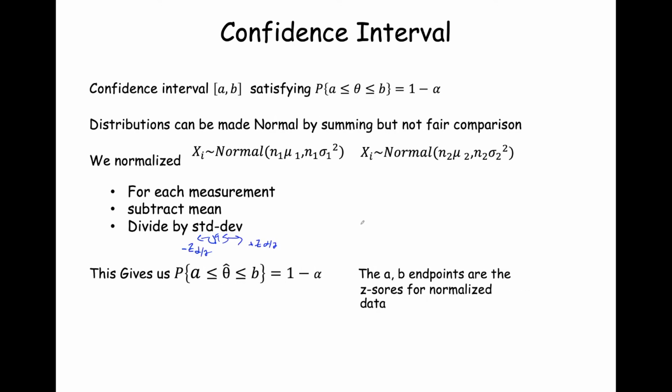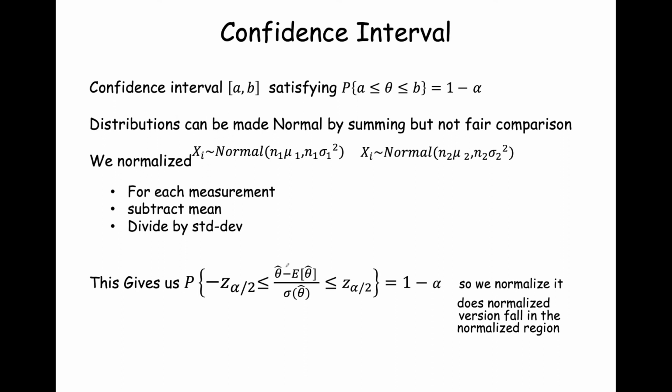So let's go ahead and normalize it. Well, we're going to replace A with minus z alpha over 2. We're going to replace B with plus z alpha over 2. And then we're going to subtract off from each estimator data point, because remember, we're talking about the sampling distribution. So we're going to take our estimator and subtract off the mean of the estimator, so we write theta hat minus E of theta hat, and then we're going to divide that result by the standard deviation, or the standard error, of that estimator. Okay, so we have this expression here.